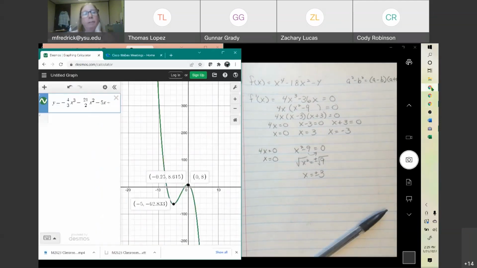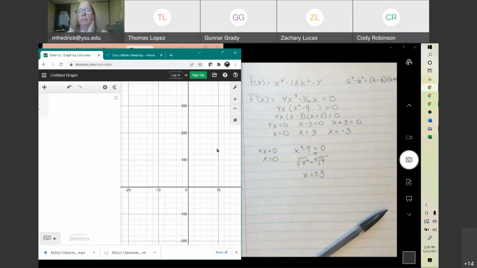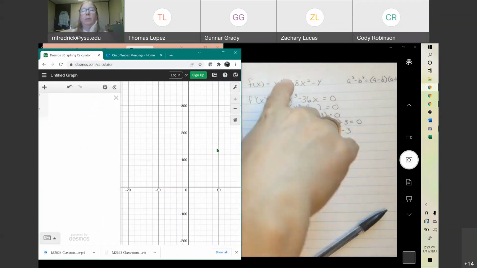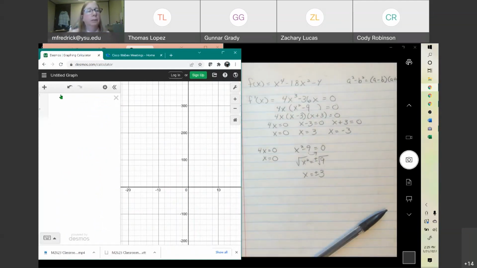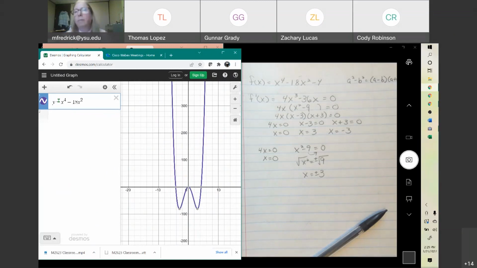So we'll graph it. Look where the derivative is and go to the one above. Y equals x to the fourth minus 18x squared minus 4. And there's our graph.